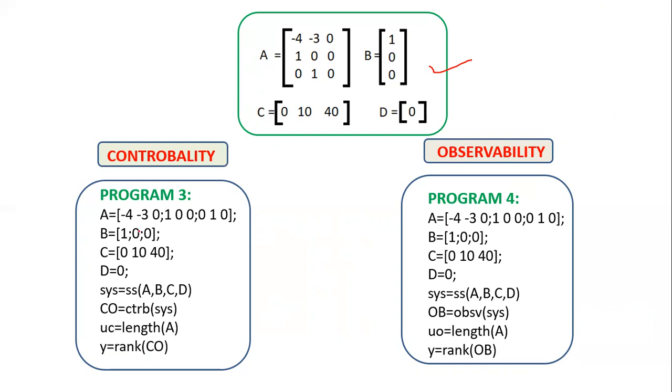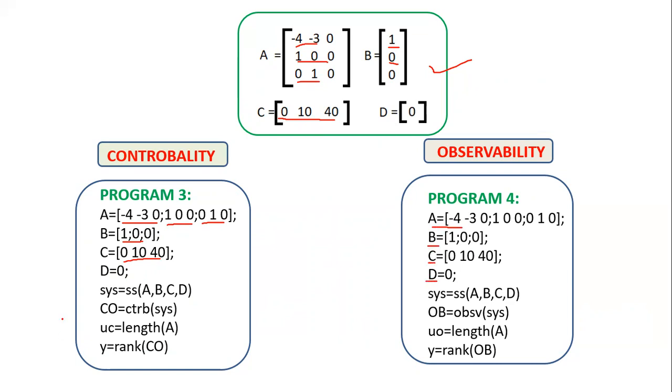Here also we need to enter the matrices. For 3 rows, we show them with semicolons. First we enter -4, -3, 0, semicolon, next row 1, 0, 0, semicolon, next row. Coming to B, only one element per row: 1 semicolon, 0 semicolon, 0. This is the B matrix. C is only a single row, no need of semicolon. Next, D is only one element. In observability also it is the same, only A, B, C, D.